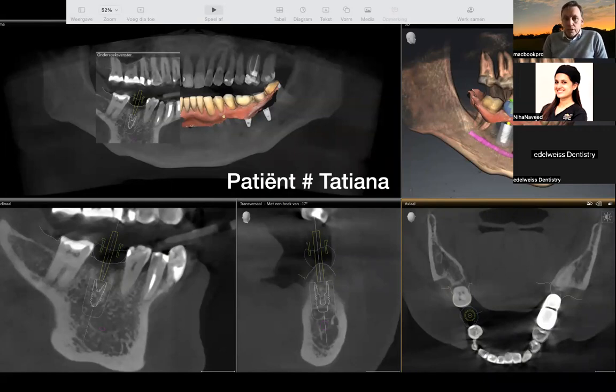This patient was called Tatiana. We did a digital planning based on the CBCT and intraoral scanning. We had to remove a root on the 4-6.